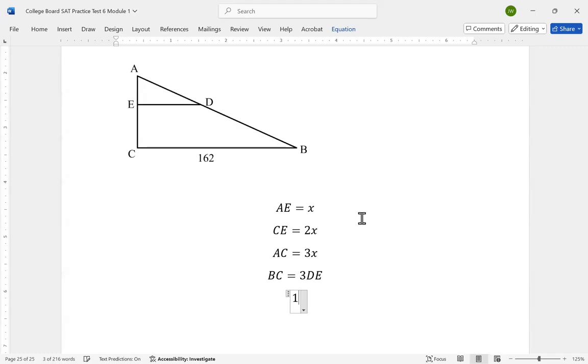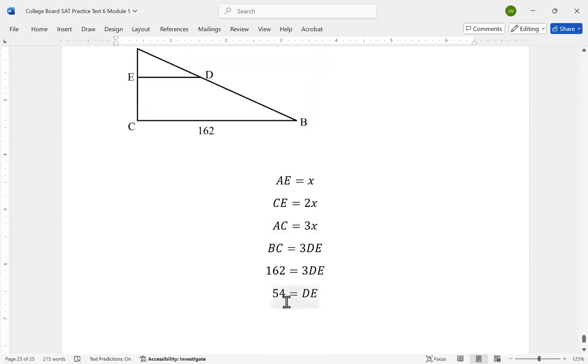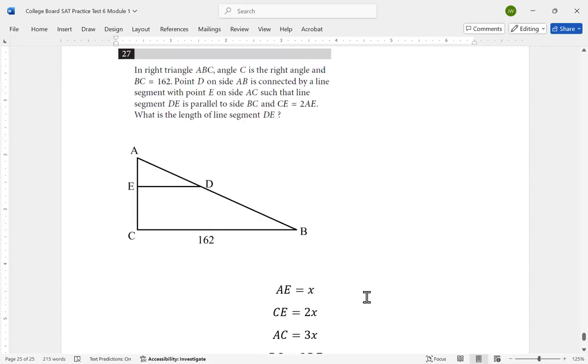And we already know that that's 162. So 162 is equal to 3 times DE. So dividing both sides by 3 gives me 54. So 54 has to be the side length of D to E. And that's it. So the question is asking us, what is the length of line segment DE? The length of line segment DE is 54. So 54 is the answer to question 27.